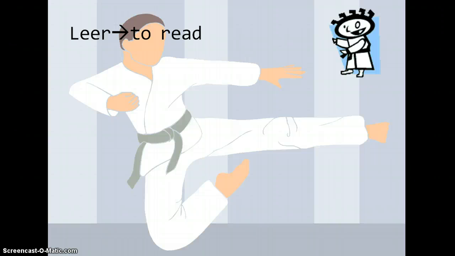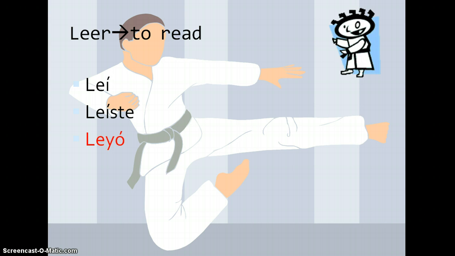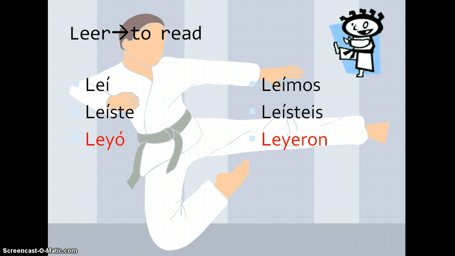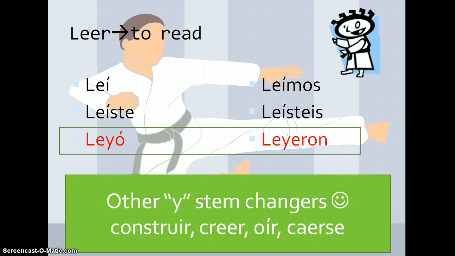And then leer, to read. Leí, leíste, leyó. Leímos, leísteis, leyeron. You got those Y's down at the bottom. Super irregular. It just means there were too many vowels in a row and we had to replace one with a Y. It's a sandal.